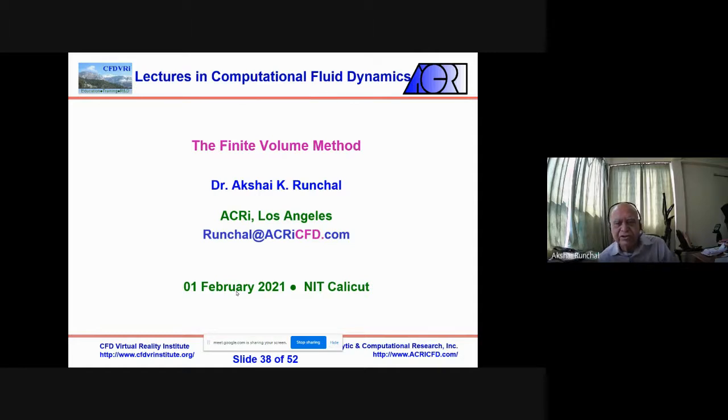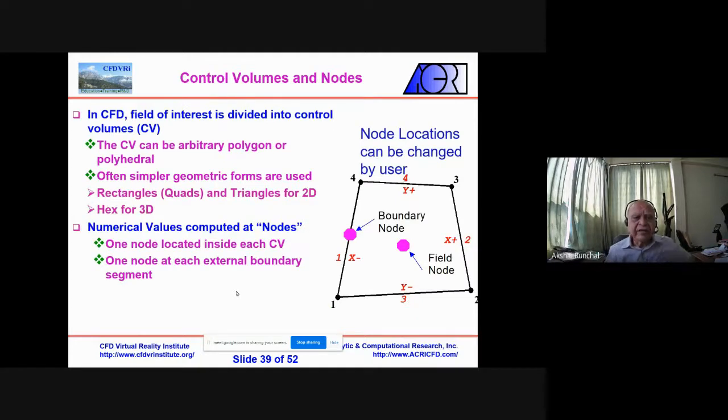I already introduced the concept of tank and tube for you. So what happens here? In the computational CFD control volume approach, we don't have a grid per se. Grid comes as a kind of secondary thing. We have control volumes. The field of interest is divided into control volumes, and it can be any arbitrary polygon, though I've shown you a simple one.